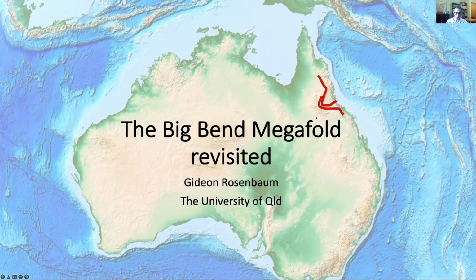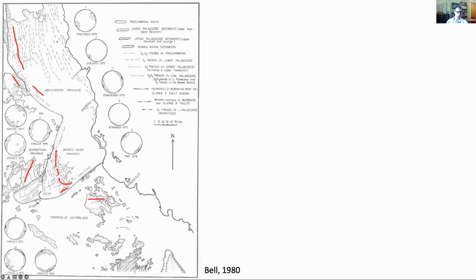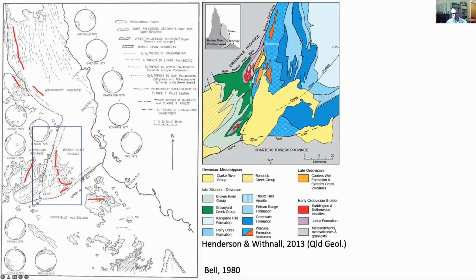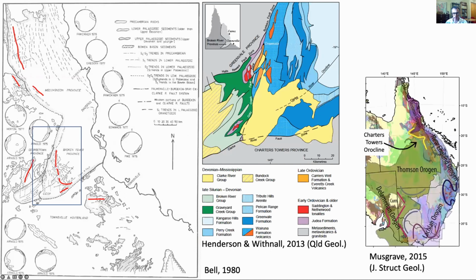So my presentation will be focused on the Big Bend Megafold, which is a name given by Tim Bell for a prominent change in the structural trend in Northeast Queensland. And Tim showed that moving from the Hodgkinson province to the Broken River province and Charters Towers, the structural trend changes from approximately north-south to east-west. In a number of later publications, the same structures have been referred to as the Clark River orocline, or the Charters Towers oroclines, with another extension here into the Anakie Inlier.